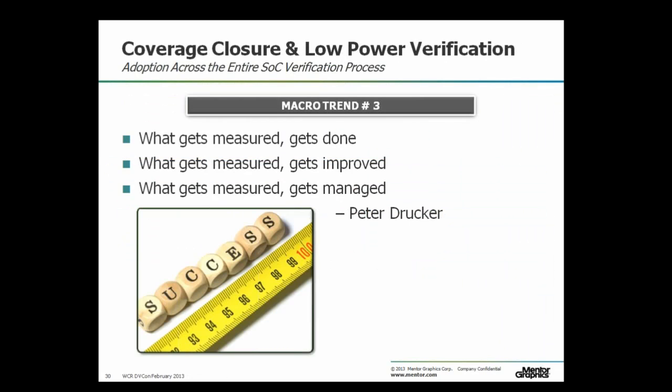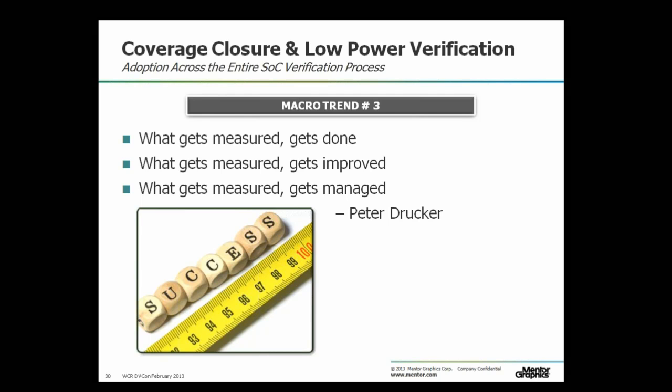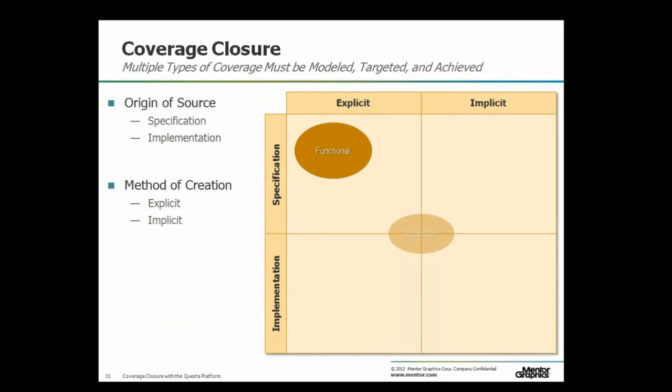So macro trend number 3: what gets measured gets done, gets improved, and gets managed. The other thing we're seeing is coverage and power across the entire verification spectrum. Now, in terms of functional coverage, we talked about, someone was asking, is there a way to increase your coverage and find your holes faster? And the answer here is yes, there is. There are ways to do that, and the graph technology is able to do that in the functional area.